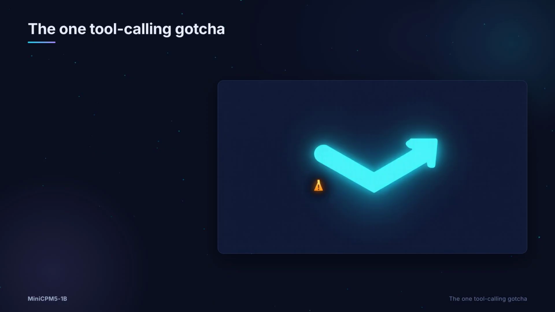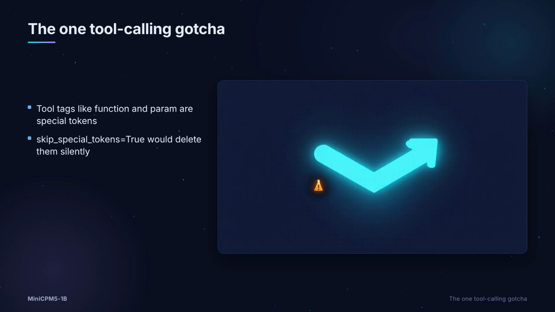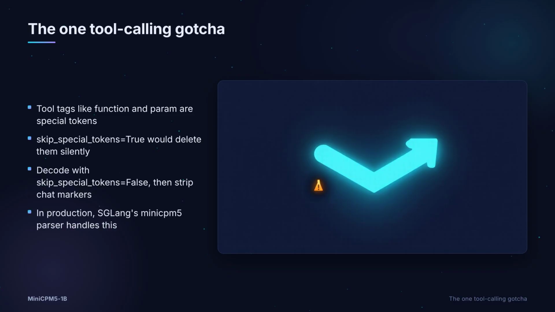The XML tags the model uses for tool calls, function and param, are registered as special tokens in the tokenizer. That means if you decode the output with skip special tokens set to true, as you normally would, those tags are silently deleted and your tool calls vanish into thin air. The fix is simple. When you expect tool calls, decode with skip special tokens set to false, and then manually strip only the chat control markers like the imStart and imEnd tokens. In production, SGLang's built-in MiniCPM5 tool parser does all of this for you automatically.